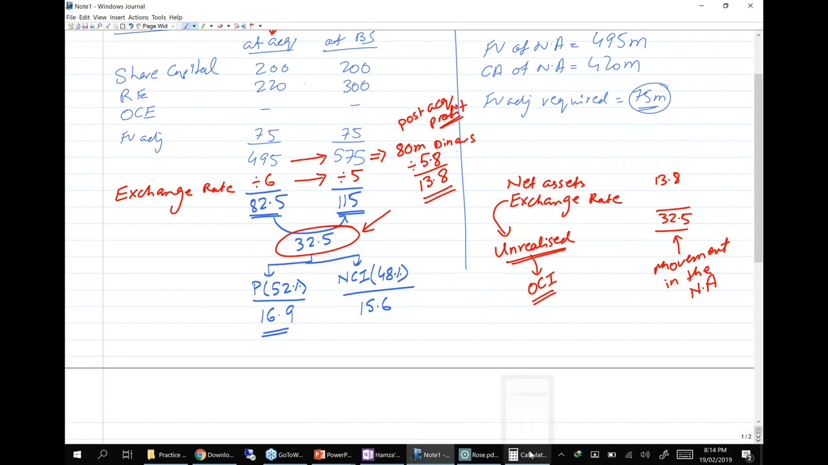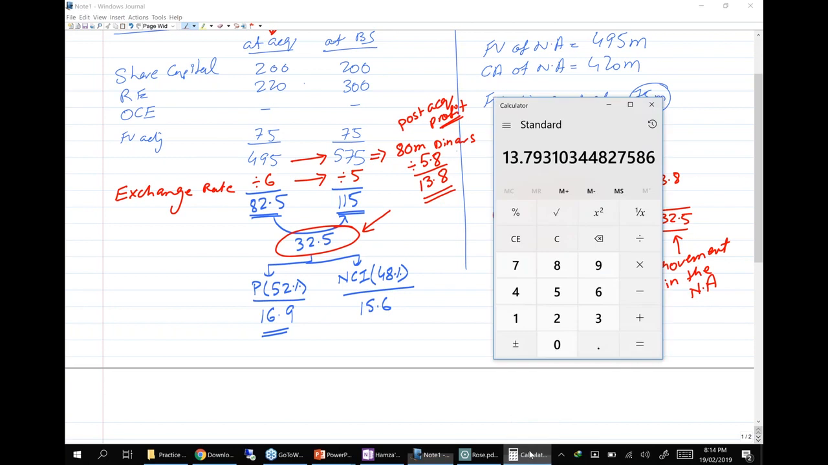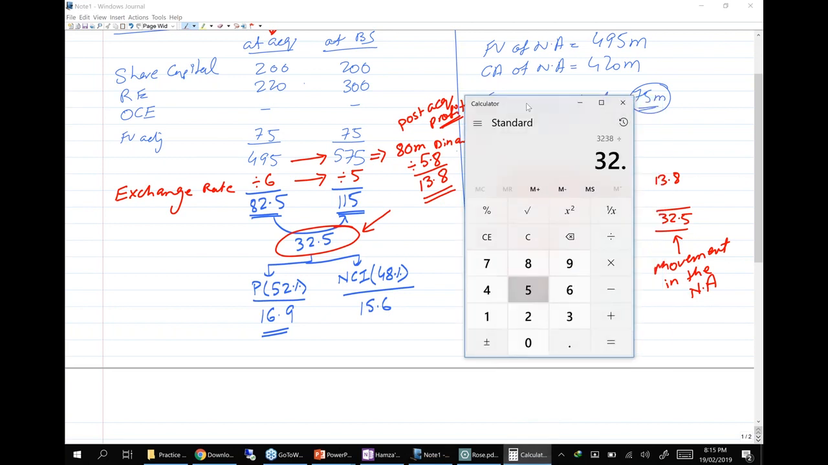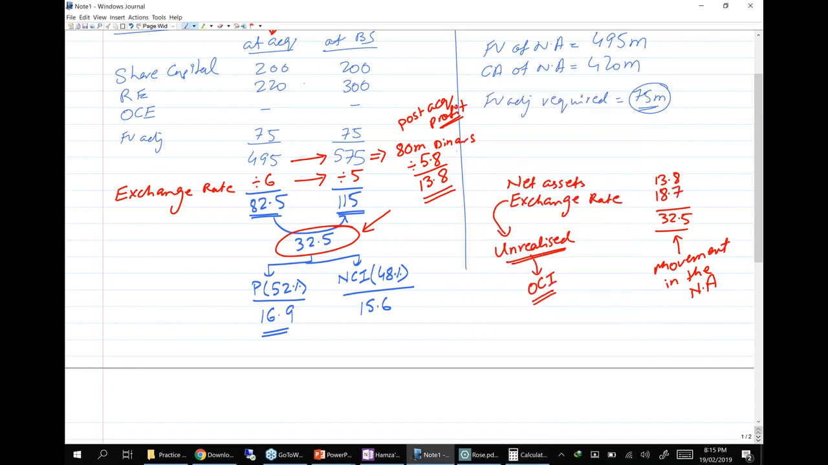So this means the remaining impact is 32.5 minus 13.8, which is 18.7, which actually relates to the impact of the exchange rates. So this is how we are going to divide the movement in the net assets between the profit and the exchange rates. Are you people getting this?